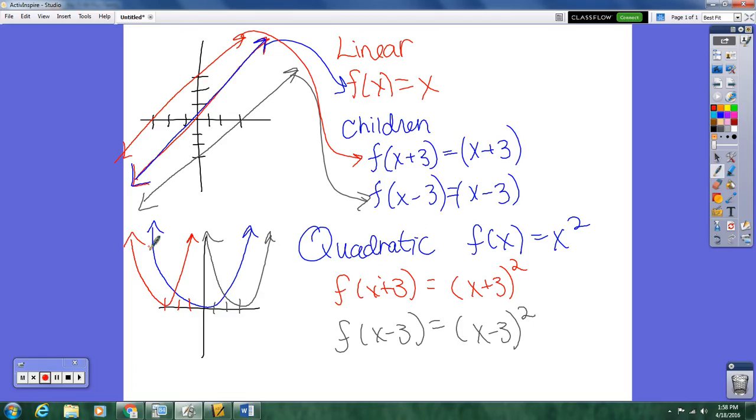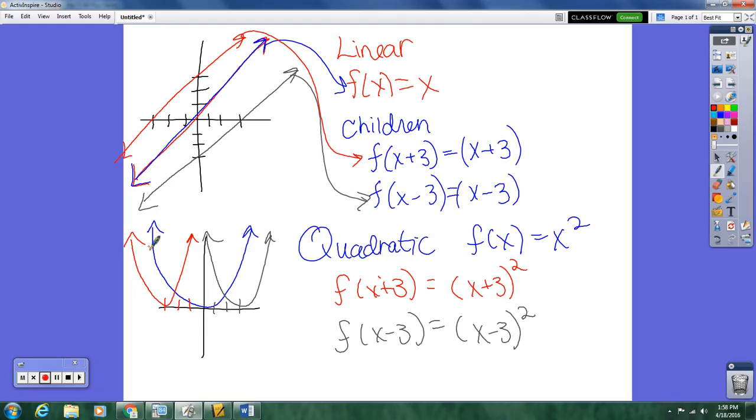Now this time, what did the plus 3 do to it? It moved it which way? It moved it left. You need to start learning the vocabulary for this. That is called, when it goes left or right, a horizontal shift. So this is a horizontal shift left, how much? 3 units. The gray one is a horizontal shift right, 3 units.